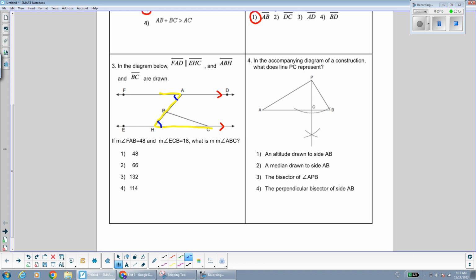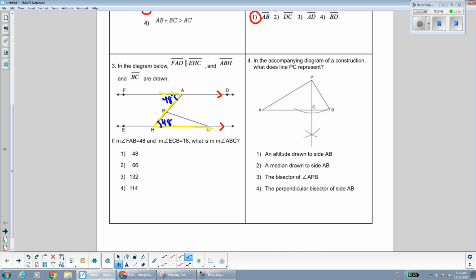Whenever you have parallel lines, they're not there for no reason. They're there for you to draw a conclusion about angle relationships. And oftentimes it's either alternate interior angles or corresponding angles. Those are the big ones. FAB is 48 degrees. And if that's 48 degrees, its alternate interior angle here is also 48 degrees.